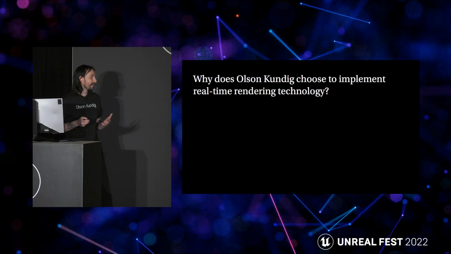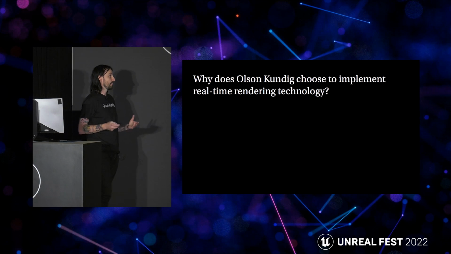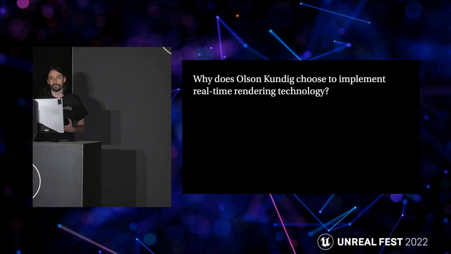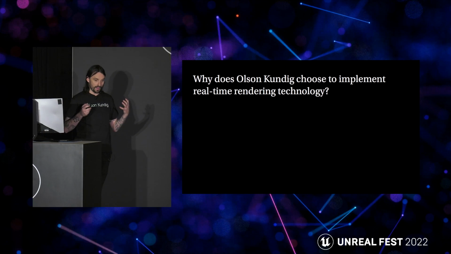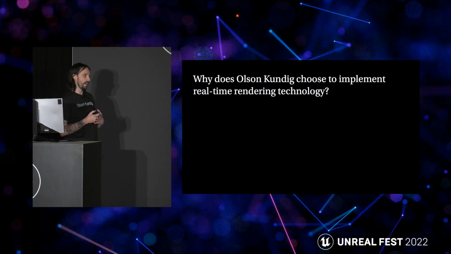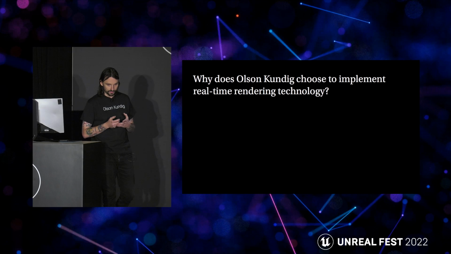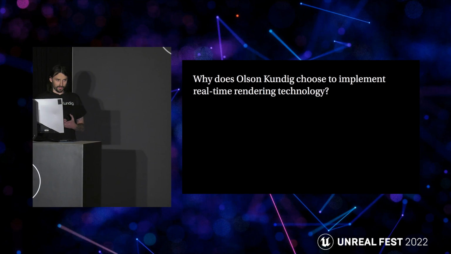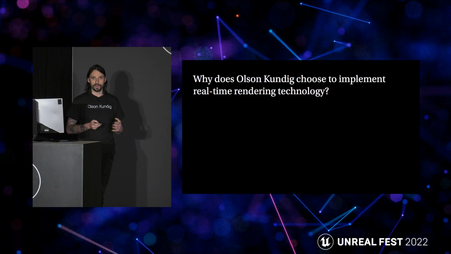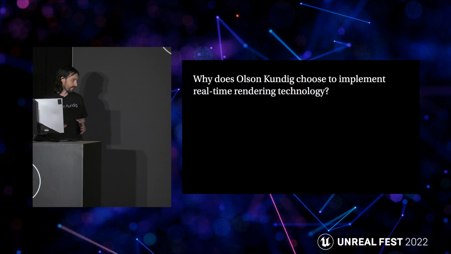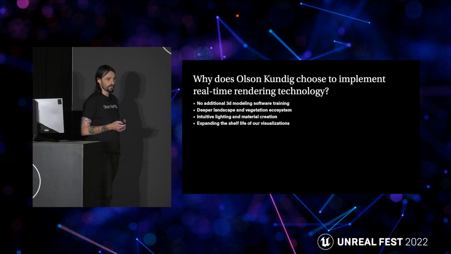So we're kind of here to talk about why does Olson Kundig choose to implement real-time rendering technology? And it's a really interesting question to ask, especially if you have so many architects and designers working every day, building projects in BIM software and using rendering engines like Enscape, because that's sort of the go-to for a lot of architecture firms. But what if we want to take it a bit further? So what is real-time technology focusing in Twinmotion? And we'll get into that path into Unreal Engine 5 as well. But generally, why do we want to invest the time into it?